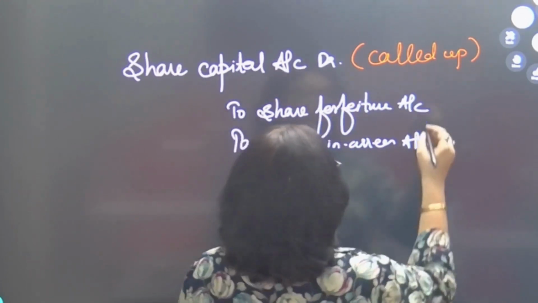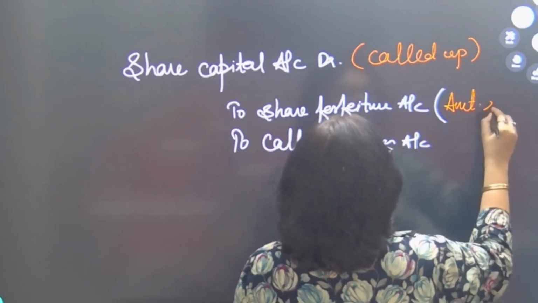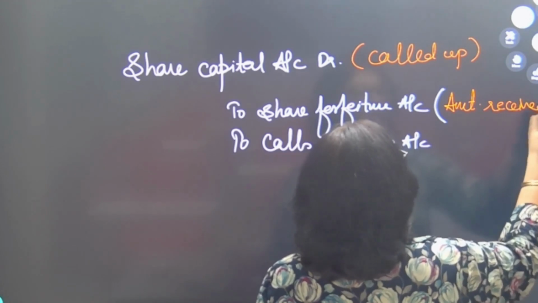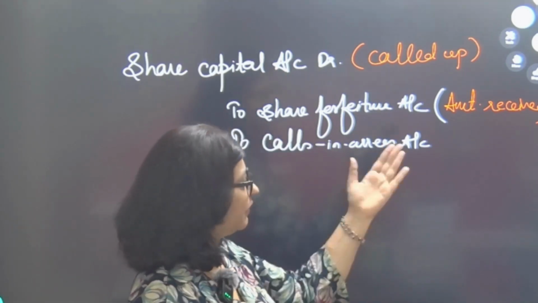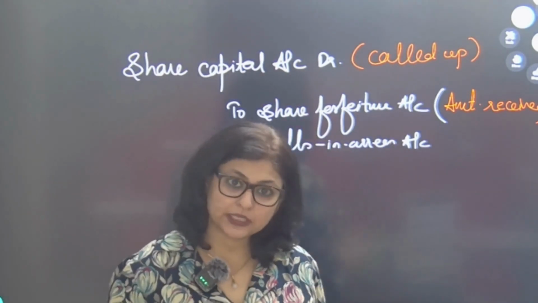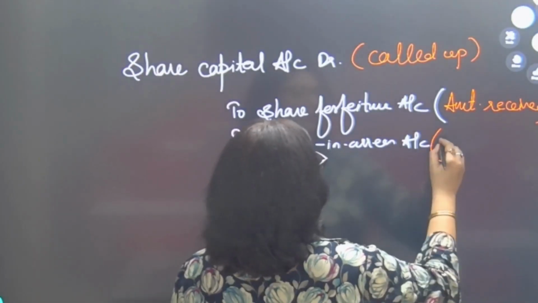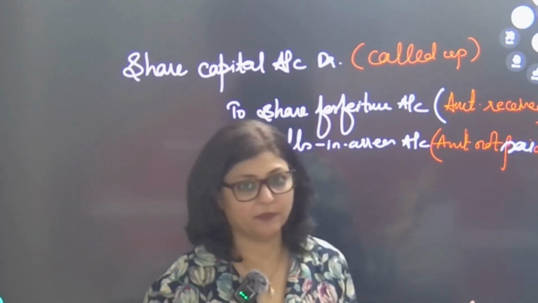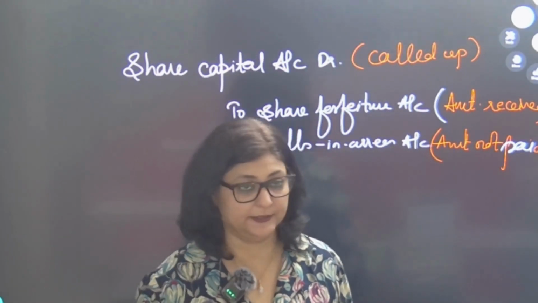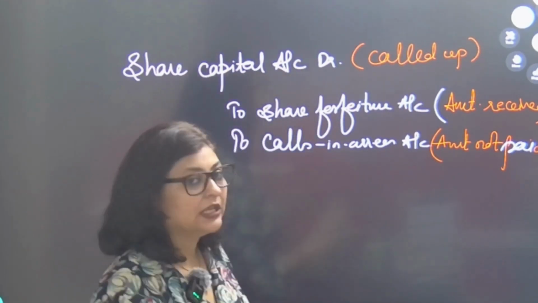Now what comes under share forfeiture? Under share forfeiture you write amount received from the shareholder. Amount received means actually how much the shareholder has paid. So if the shareholder has paid application and allotment money, we are going to write it here. If the shareholder has paid only the application money, we will write over here. Then comes calls in arrears. Under calls in arrears we write amount not paid. If the amount is not received from the shareholder, that pending amount is written over here in calls in arrears. I hope you understood. Now let us take an example, and with the help of example we will pass the same entry.